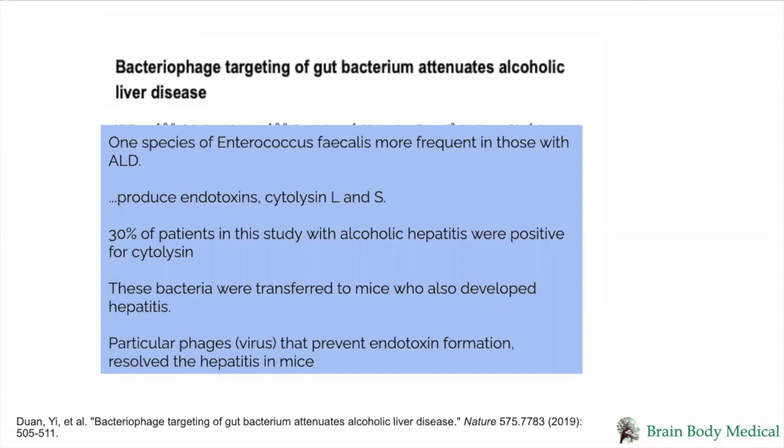So this shows that if you can somehow figure out the cause of the hepatitis, which is maybe different kinds of microorganisms, but in this instance, it was Enterococcus. If you're somehow able to prevent the infection or prevent the release of the toxin, you can get resolution of the alcoholic liver disease.